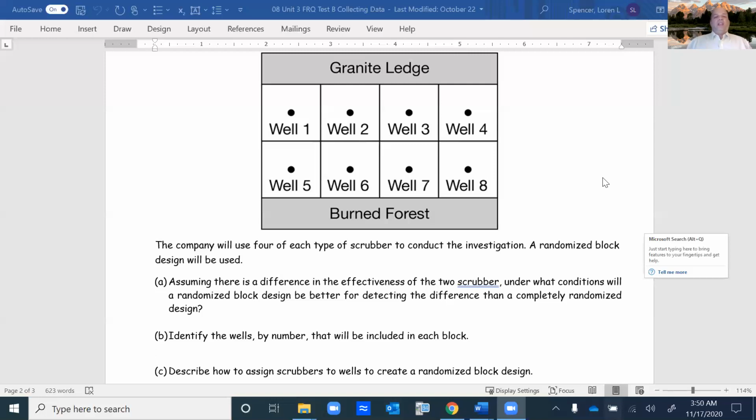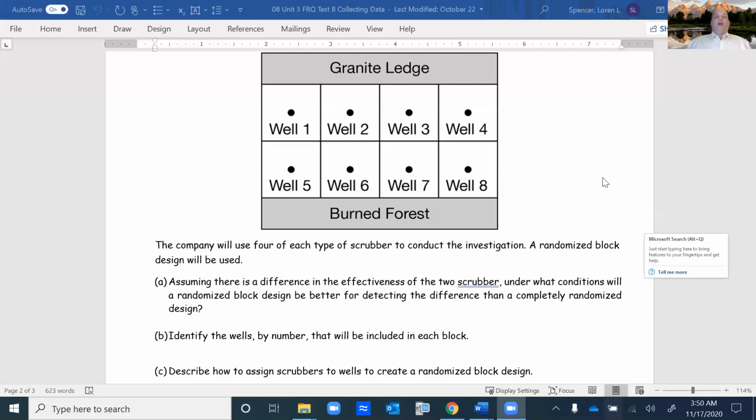Then I'll go to the burned forest wells, which are 5, 6, 7, 8. Once again, I'm going to have 2 new scrubbers in the hat and 2 old scrubbers in the hat, and I'm going to mix them. I really can't draw the scrubbers themselves, so I have to number them. The first number drawn, the scrubber associated with that will go to well 5. The next number drawn, the scrubber associated with that one will go to well 6. The next number drawn will go to well 7. And the next number drawn will go to well 8.